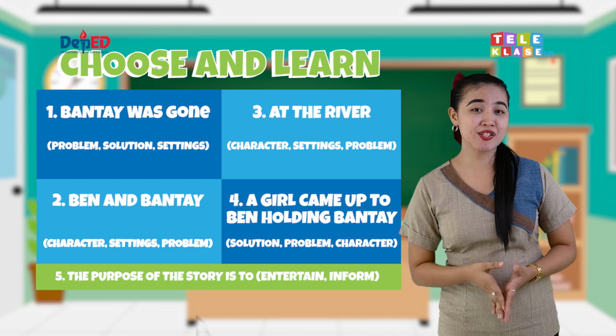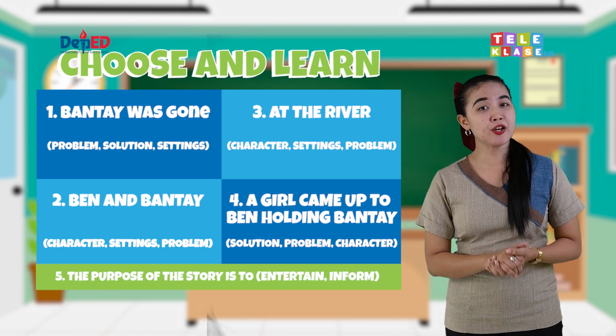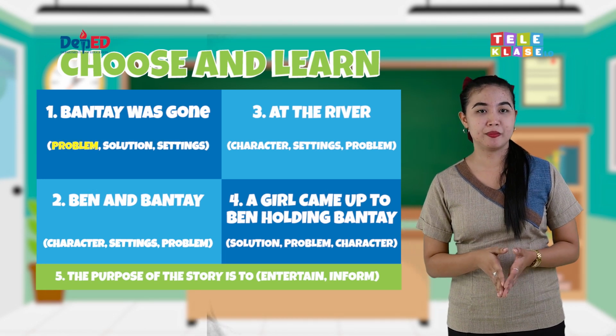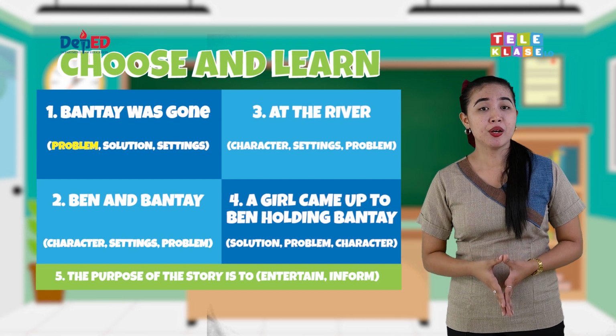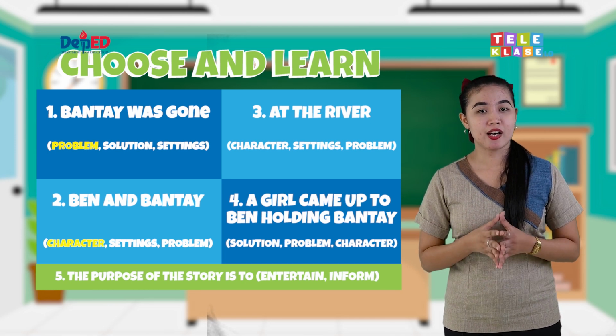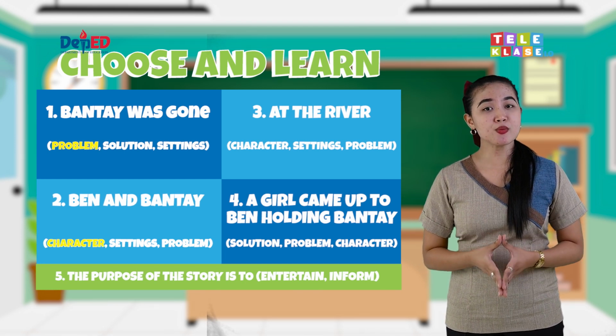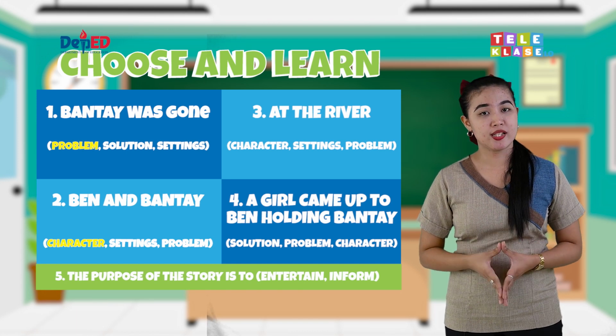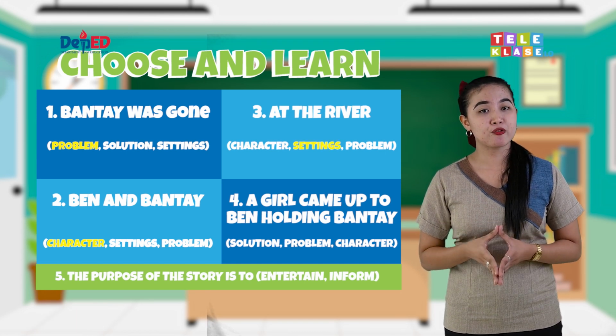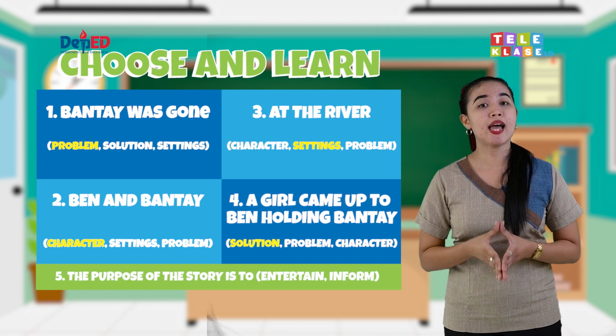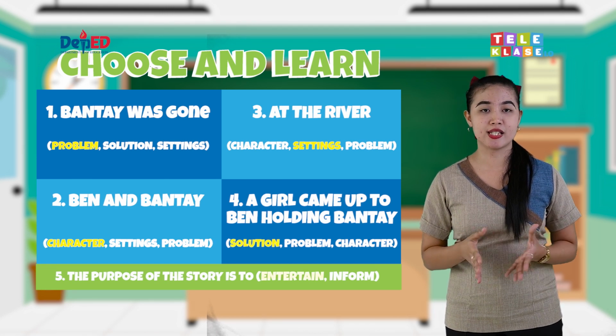Time to check your answers. The answer for number 1 is problem. For number 2, Ben and Bantay are characters. Next we have at the river, which is the setting. Number 4 is the solution, and number 5 is to entertain.